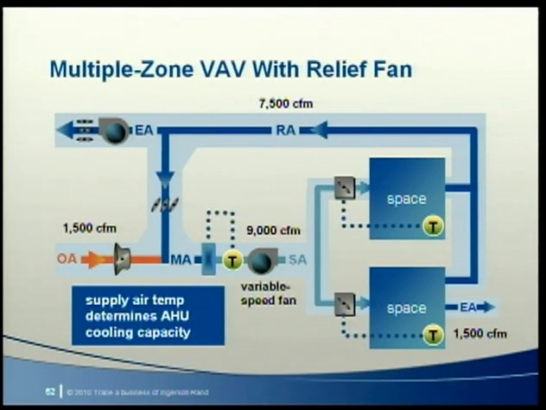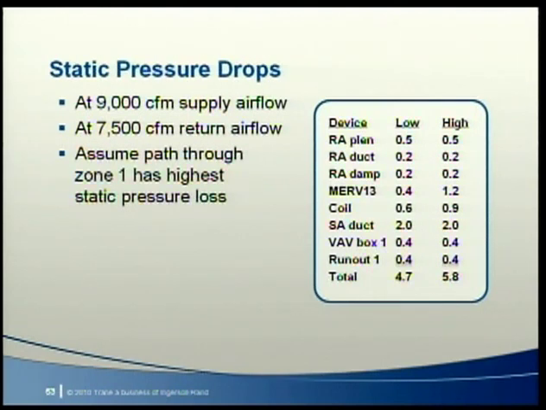airflow varies. Each VAV zone defines a different airflow path. The highest total static pressure drop in each path is the sum of all pressure drops in that path. The table shows the lowest and highest pressure drop at design airflow in the path through Zone 1. By inspection, we see that Zone 1 path has the highest pressure drop because it's furthest from the fan. The total static pressure drop is only 4.7 inches with a clean filter and dry coil, but it's 5.8 inches when the filter is dirty and the coil is wet.